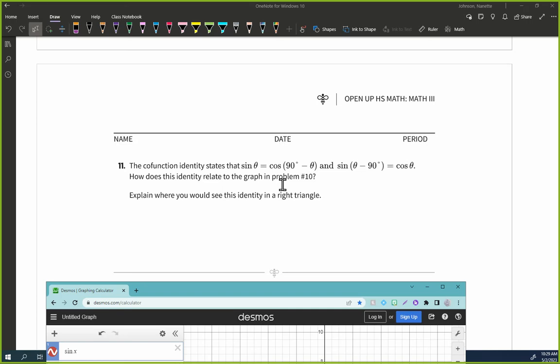So we're doing ready, set, go for section 7.1, number 11. And it says the cofunction identity states that sine of theta equals cosine of 90 minus theta. So whenever they say an identity, it is a true statement.